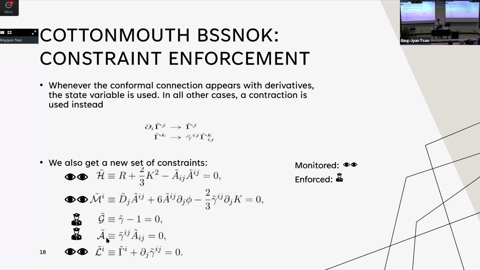And G and A are enforced at every grid step, which means that after we take a step, we go back and modify gamma such that the determinant of gamma is 1, and we modify A tilde such that it's trace-free.